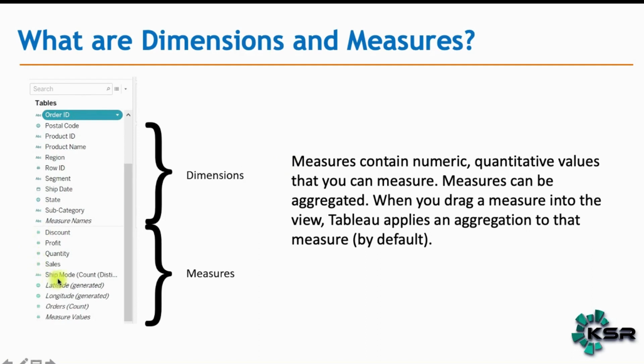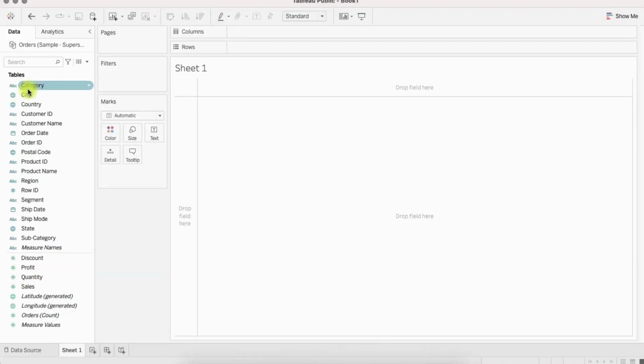So let's say if you drag sales in Tableau, it will sum the sales by default. So sum is the aggregation which Tableau will apply on the measure sales. Let me show you a quick demo in Tableau. Here on the left-hand side, you will see in blue color we have all the dimensions listed. So Tableau by default categorizes these fields as dimensions in blue color.